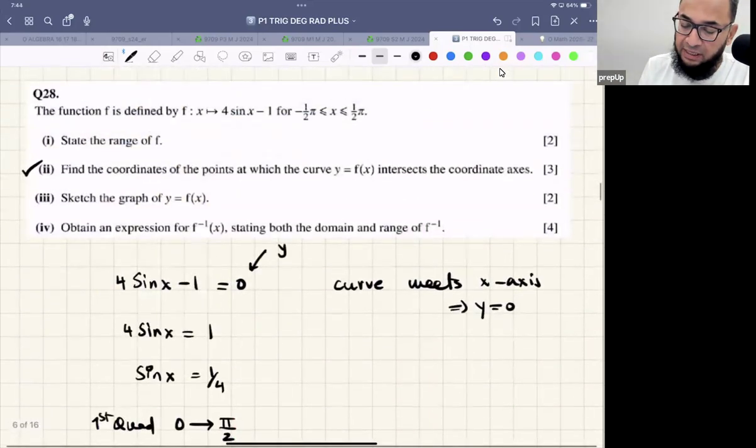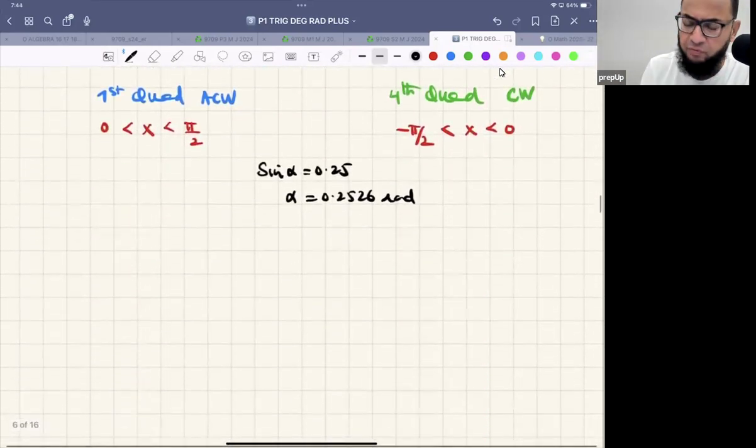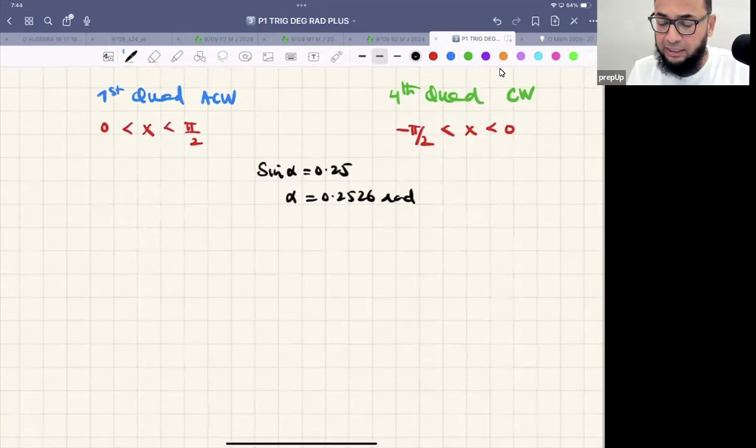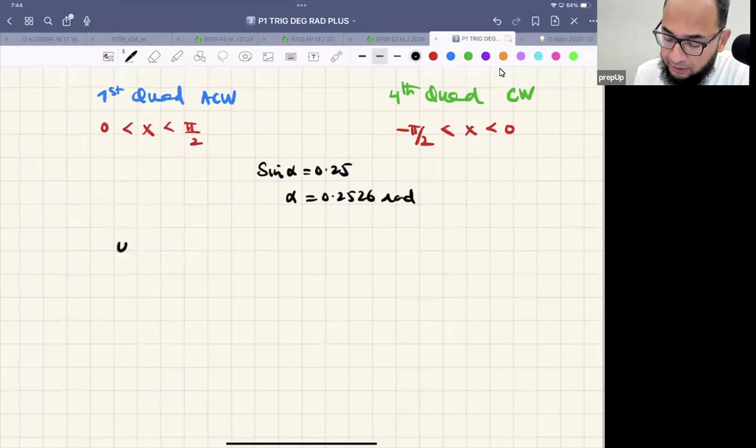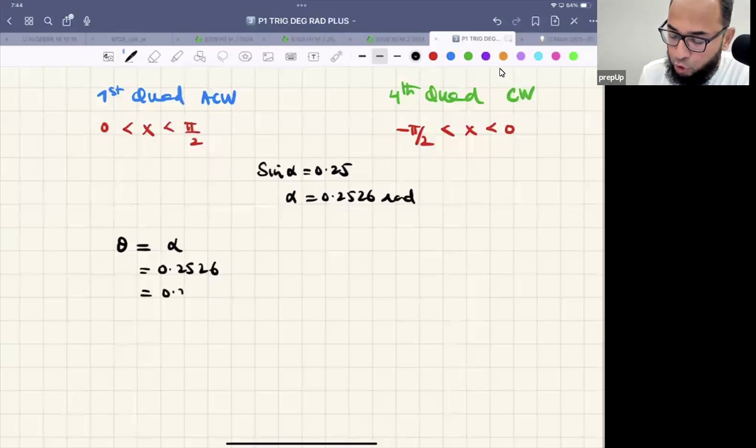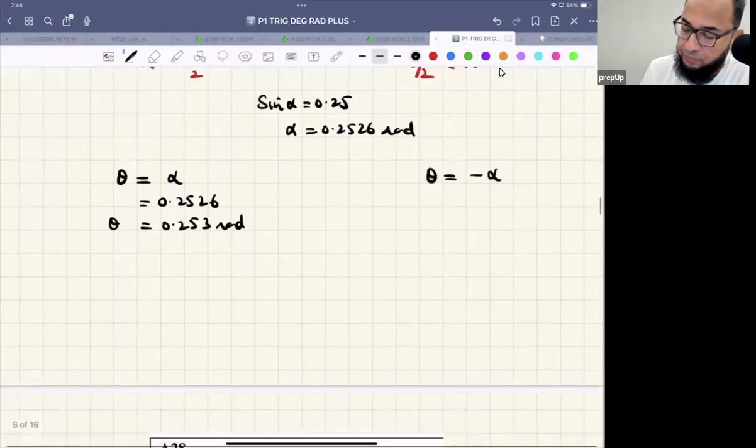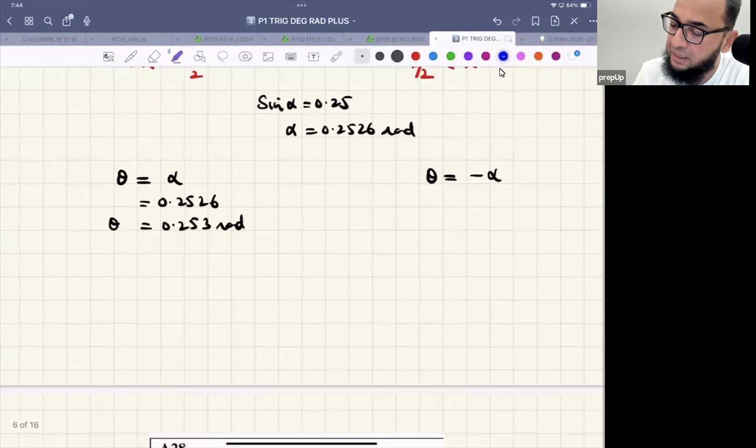What is the accuracy level? They haven't specified it, so we will just go with what's written in the question paper. So this thing is done. Over here, theta is equal to alpha, that is 0.2526, which comes out to be 0.253 radians. That is this answer. And over here, theta is equal to negative alpha. Now, why is it negative alpha? Let me explain it to you.